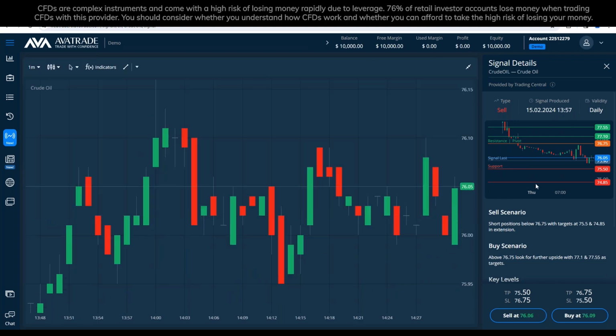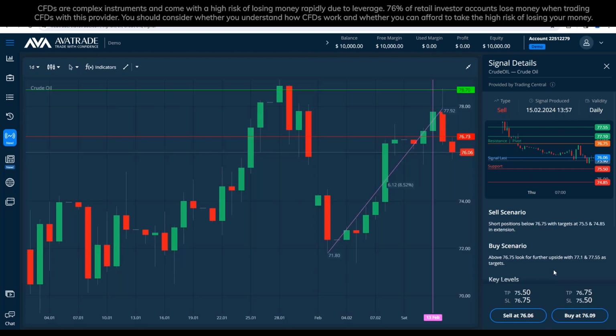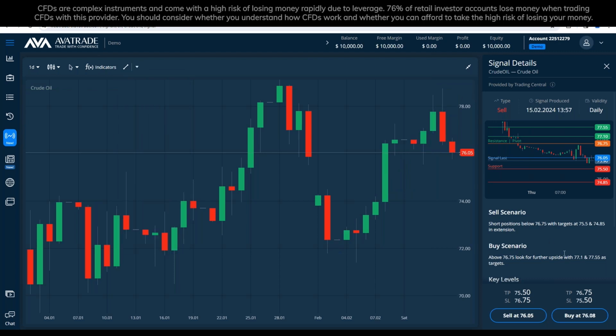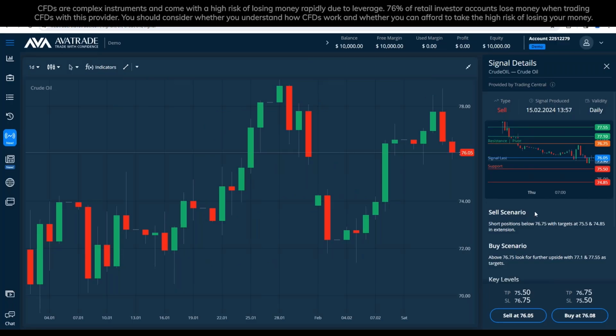Okay, so crude oil, as we can see, is the signal that I choose. I click here again to expand the chart to see it all the way up. I see that the validity here is daily, so I'm just going to adjust it from 1 minute to 1 day. I think that I gave you this webinar yesterday, but okay, so crude oil is analyzed. As you can see, the signal here is presented very nicely. It's by Trading Central.